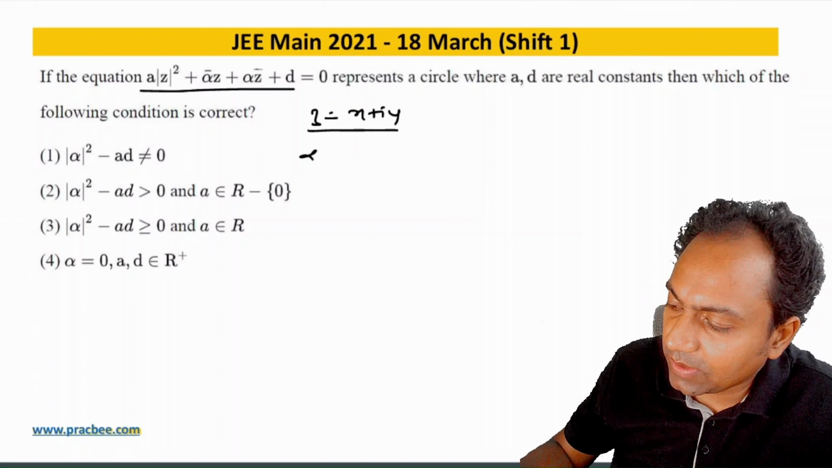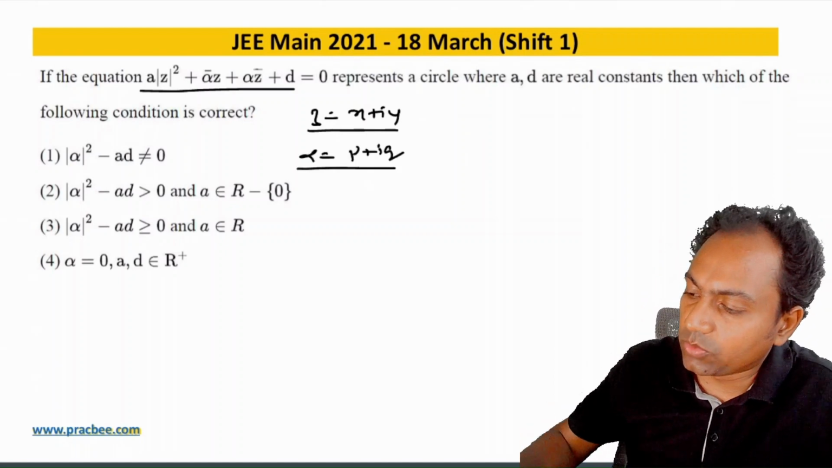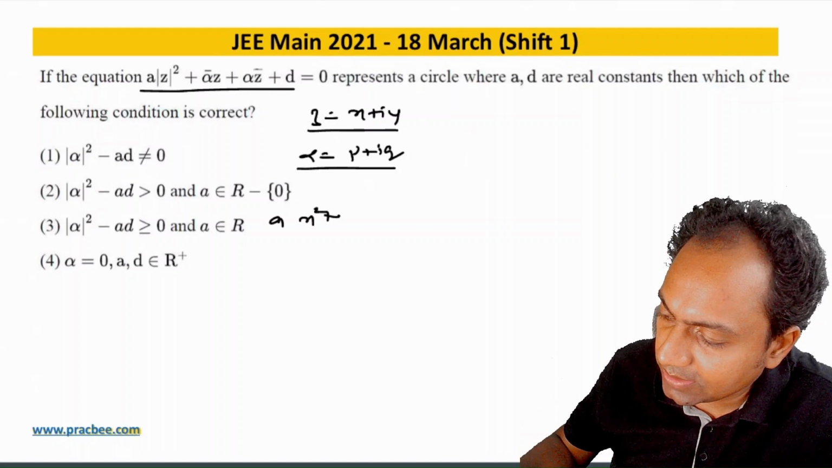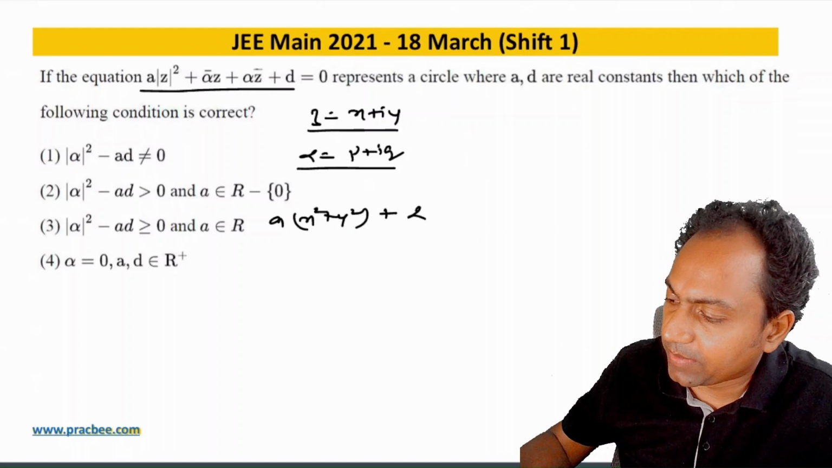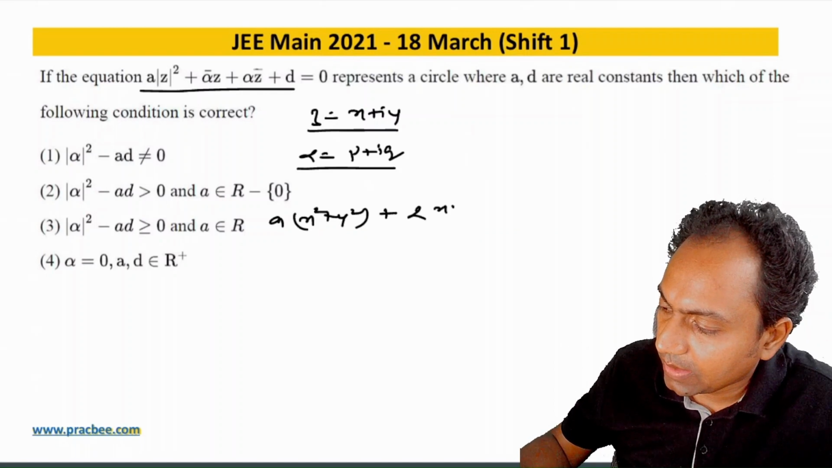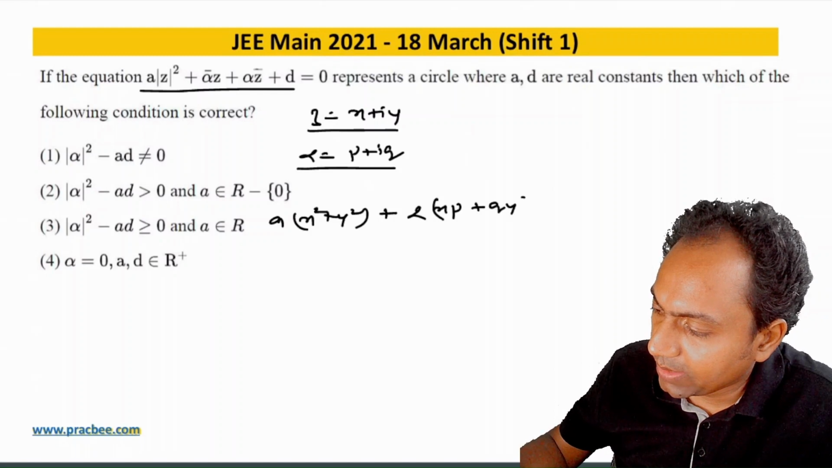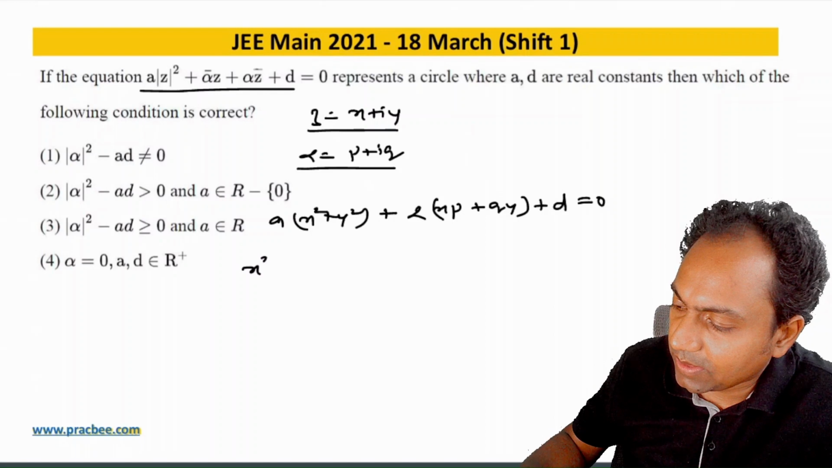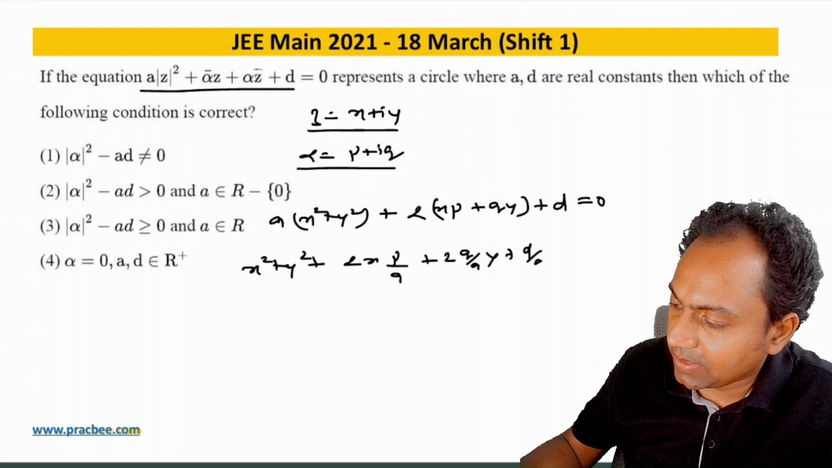And in place of alpha, let us put p plus iq and simplify. If I do that, what I get is a times x square plus y square. And if you simplify the second part, it becomes twice of xp plus qy plus d equal to 0. And if I write this in the standard form, this becomes x square plus y square plus 2x p by a plus 2q by a y plus d by a equal to 0.